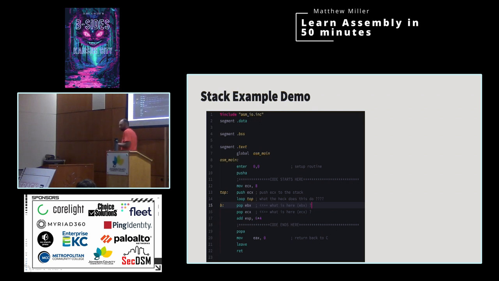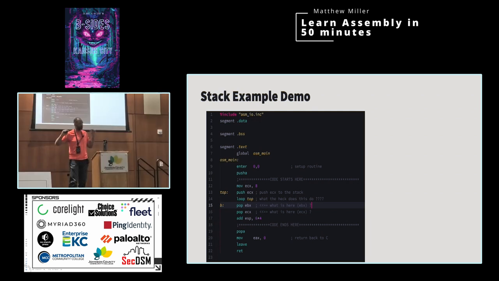But we actually got this loop instruction. So anybody, any assembly programmers in here? Anybody know what the loop instruction does? Probably not. So the loop instruction is going to jump to the label listed in it, so top, if ECX is greater than 0. If ECX is 0, it will not do that. So here I put 8 into ECX.